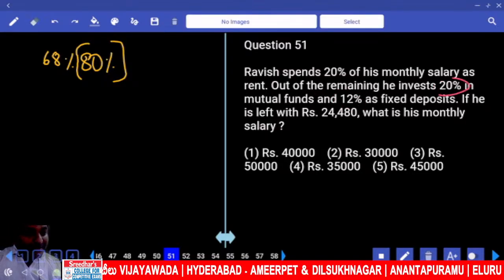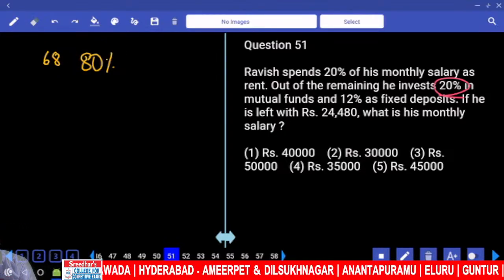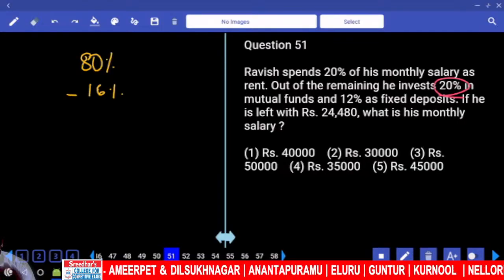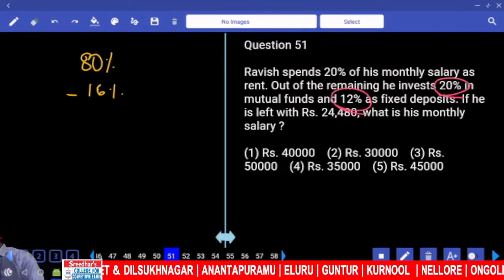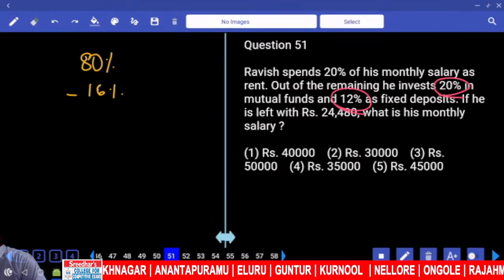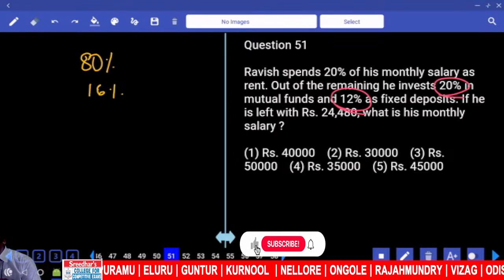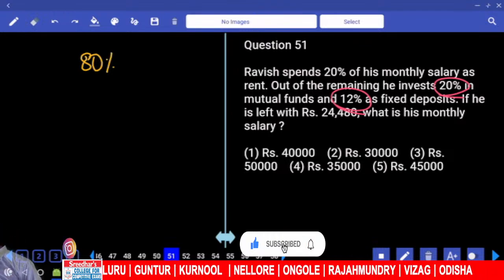See, 20% should be calculated on 80, how much will that be? 16. 12% also should be calculated on 80. You'll get decimals. I don't want to write decimals, so I am not writing this way. I want to change my method.